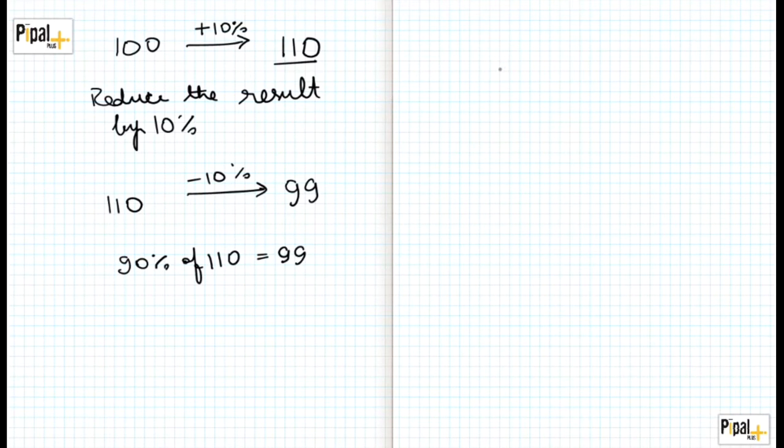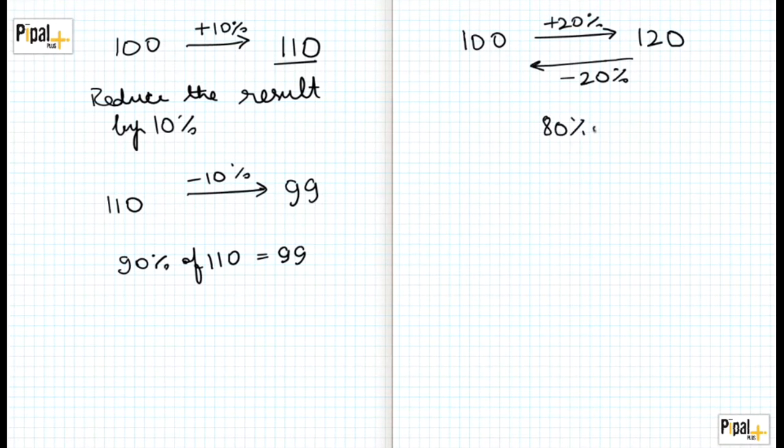Let's see what happens for 20%. Let's start with 100, increase 100 by 20%, it becomes 120, right? But if we reduce 120 by 20%, it becomes 80% of 120, which becomes 96 and not 100, right?